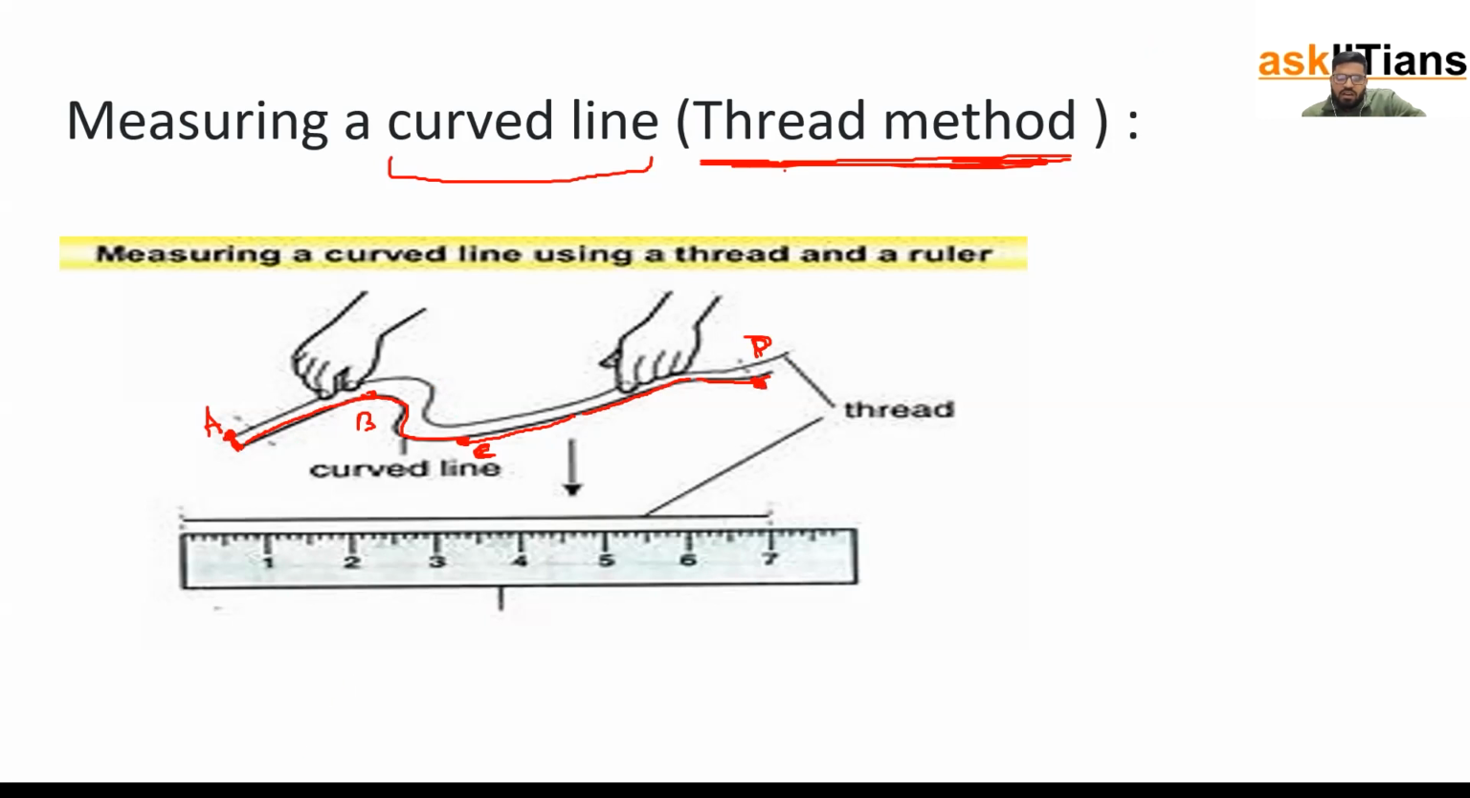Now stretch this thread along the meter scale here. This was the first knot at A. This was the second knot at D. So now from this you will be easily able to measure the length of thread which was required to align itself along a curved line. So this is the way of measuring the length along a curved line, which is known as thread method. So I hope this is clear.